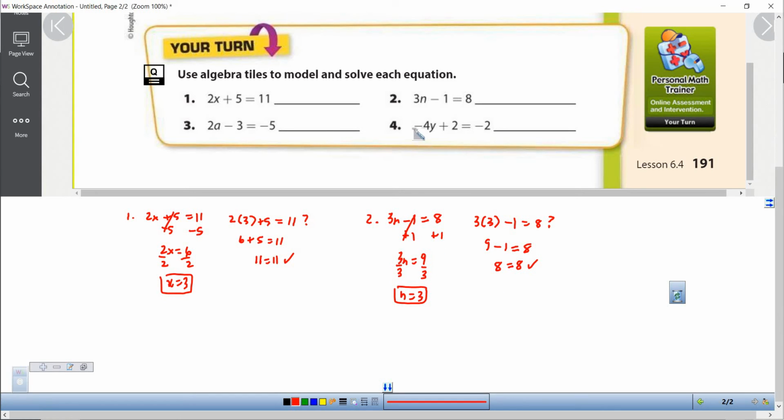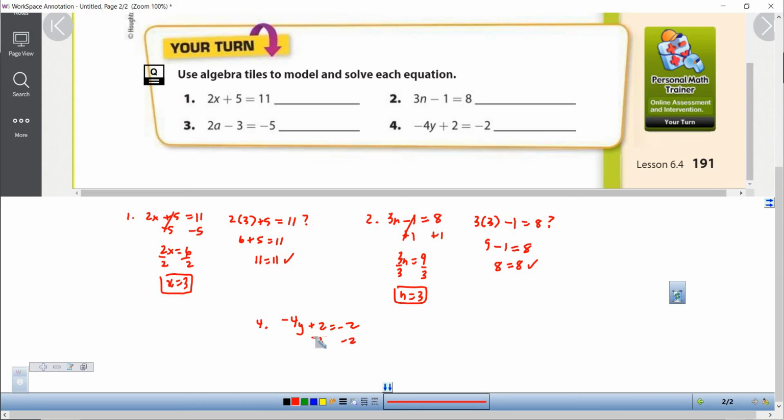All right, we'll do one more. I'm going to do number 4 here. Negative 4y plus 2 is equal to negative 2. Again, if I were going forwards, I would multiply by negative 4 and then add 2. But I'm going backwards, so I'm going to subtract 2 and divide by negative 4, because our goal is to find that value of the variable that makes the equation true.